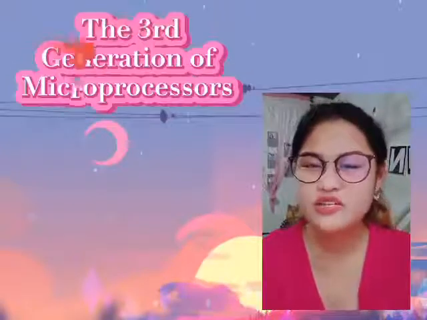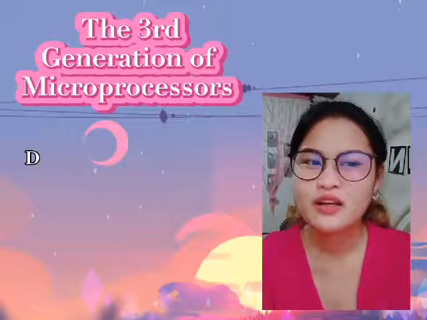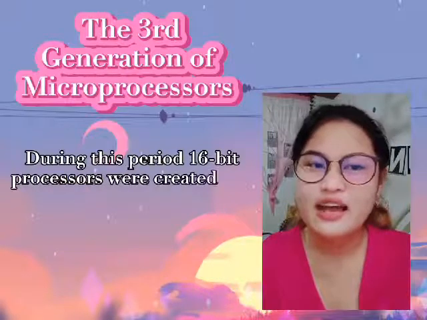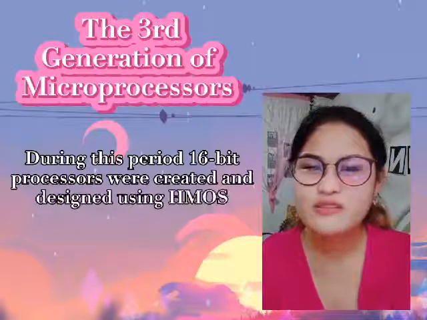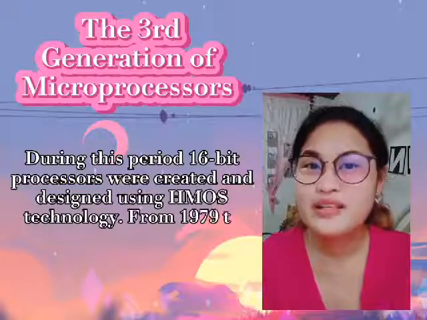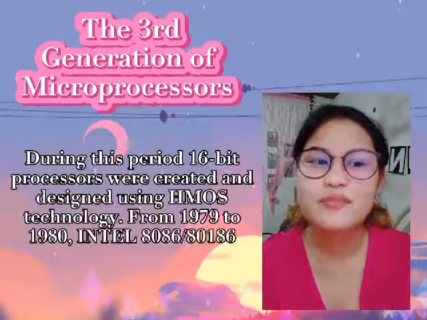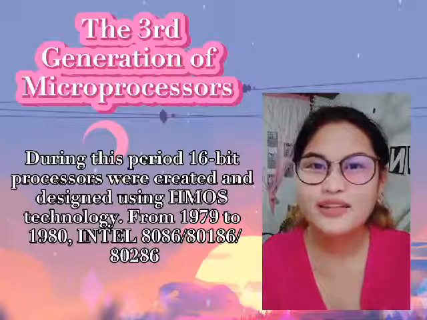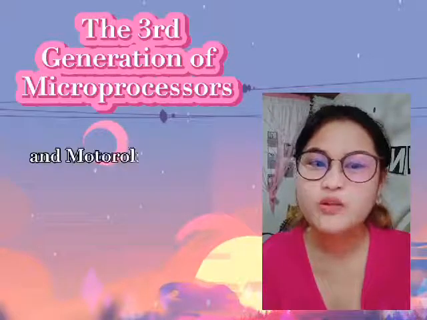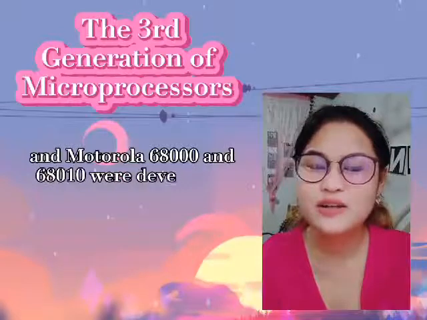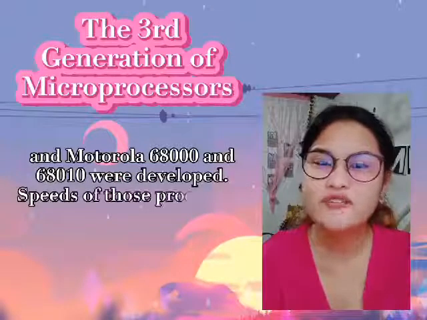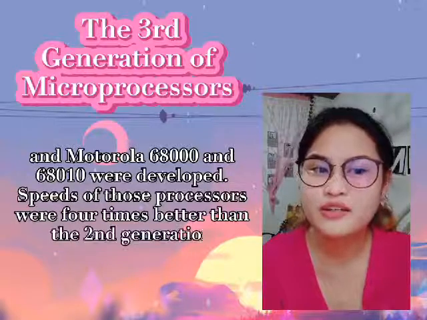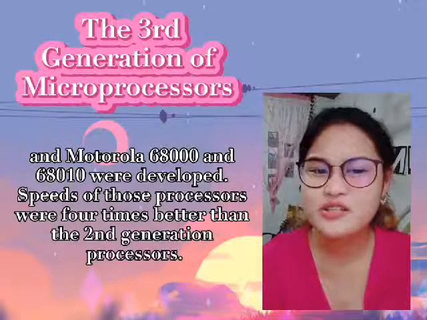The third generation of microprocessors. During this period, 16-bit processors were created and designed using HMOS technology. From 1979 to 1980, Intel 8086, 8168, 8268, and Motorola 6800 and 68010 were developed. Speeds of those processors were 4 times better than the second generation processors.